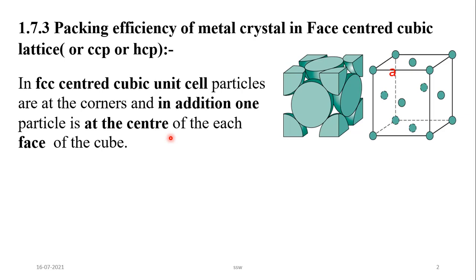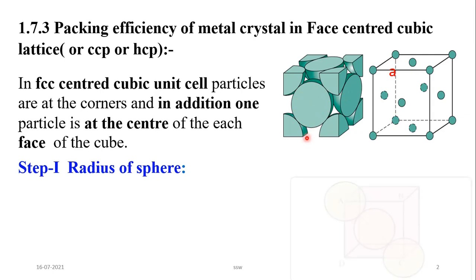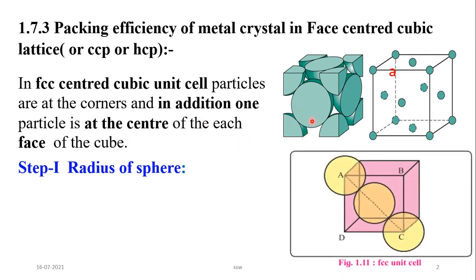Now, like a simple cubic unit cell or body centered cubic unit cell, there are 4 steps to calculate packing efficiency. First step is we have to calculate radius of sphere. Then we have to calculate volume of the sphere, and from that we have to calculate total volume of the spheres in the unit cell, and from that we have to calculate packing efficiency. So these are the 4 steps. So let us see one by one. First step is what? Radius of sphere.